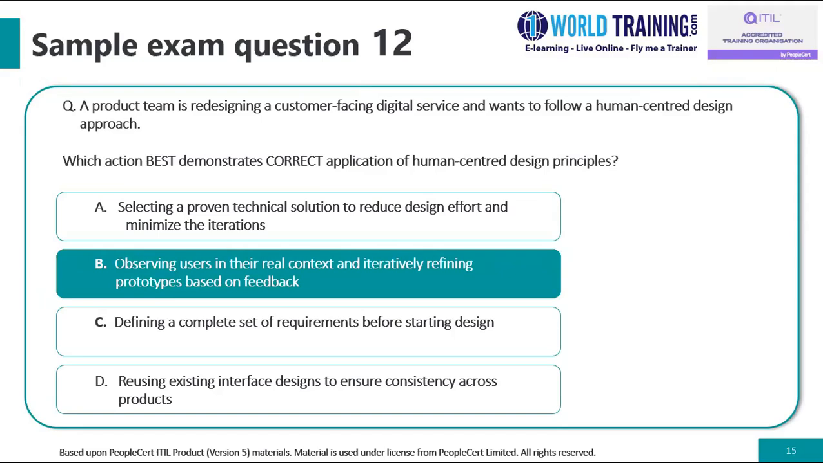Human-centered design is a structured approach that places people's needs, capabilities, constraints, and contexts at the core of all design decisions. A is wrong because human-centered design doesn't prioritize minimizing iterations or starting from technology choices. C is wrong because human-centered design doesn't assume complete requirements upfront. And D is wrong because while reuse and design systems support consistency, they alone don't demonstrate human-centered design unless grounded in user research.